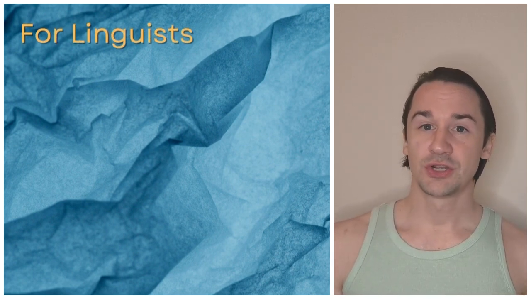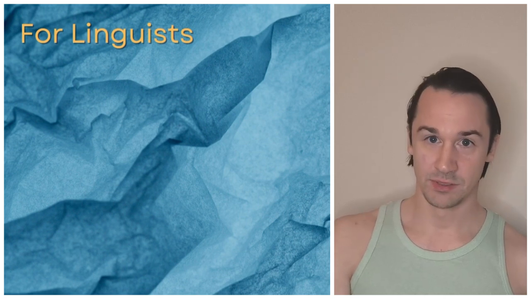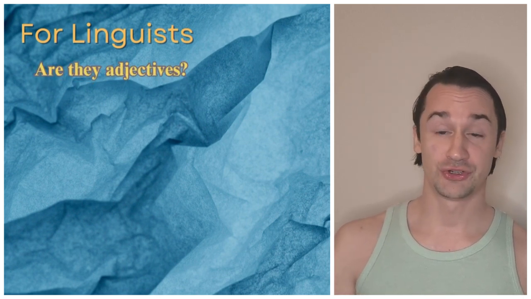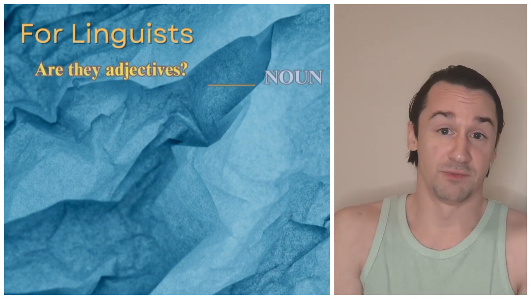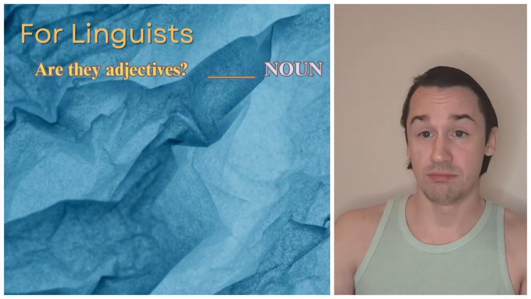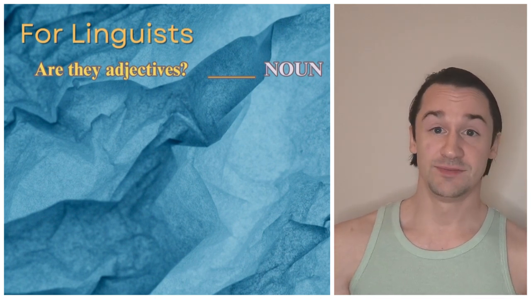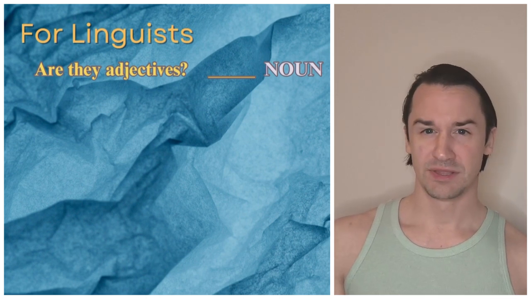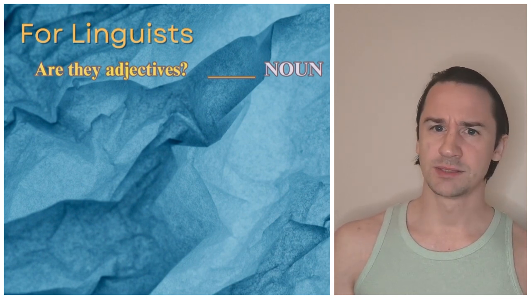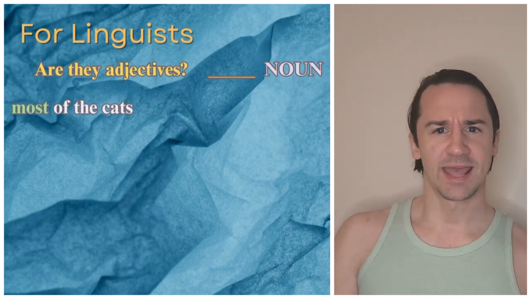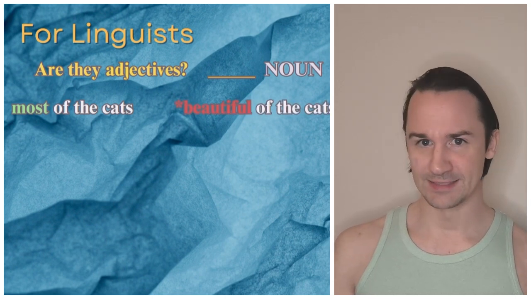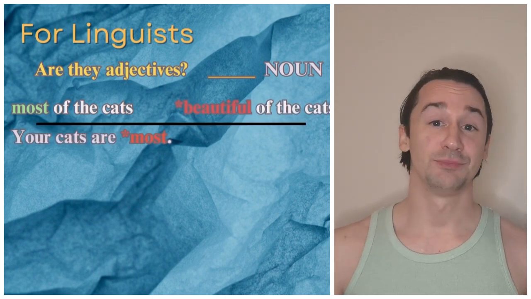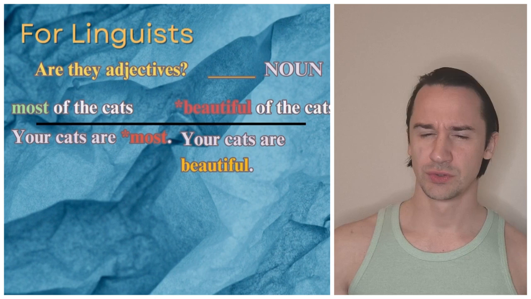The arguments about determiners is how to categorize each of them. The largest disagreement is whether determiners are just adjectives. They come before nouns, they describe the noun, so they're adjectives, right? Well, if they're adjectives, we should be able to use them in all the same ways we can use adjectives. But there are environments where the two can't be swapped. I can say most of the cats, but not beautiful of the cats. I can say your cats are beautiful, but not your cats are most.